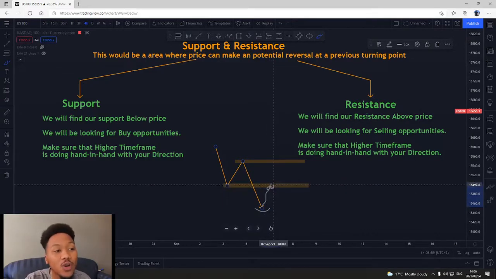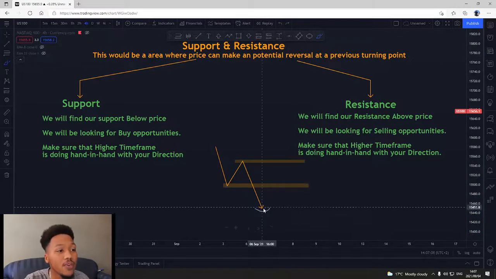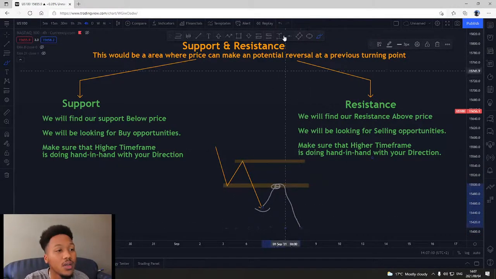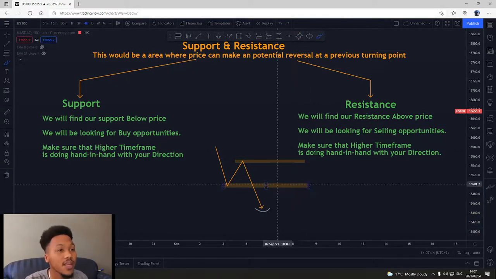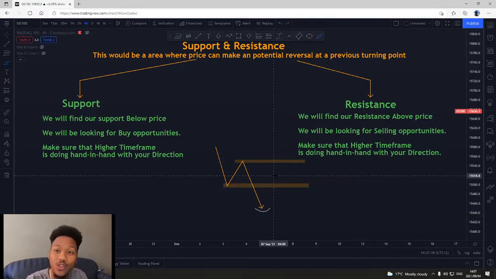Give me some sort of confirmation that I can go where? To the upside or to the downside? Well, we're gonna wait for price to push towards the downside. Okay, clean, simple, do not complicate it.